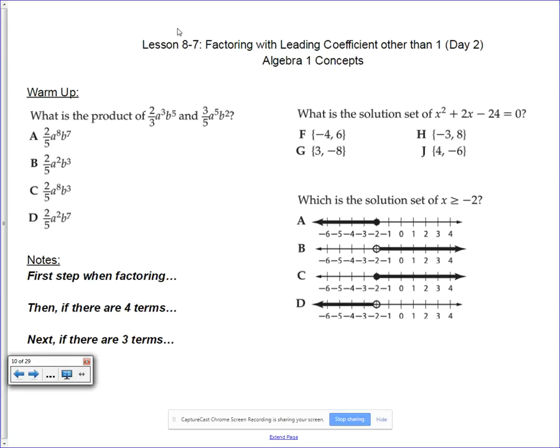So if I'm going to multiply monomials, what do you do with the coefficients? You multiply them, you times them, and you get 2/5. So if I multiply those together, I get 2/5. Ladies and gentlemen, what do you do with your exponents? You add them, so it'll be a to the what? And b to the good. Do we have that choice over there somewhere? Looks good to me.